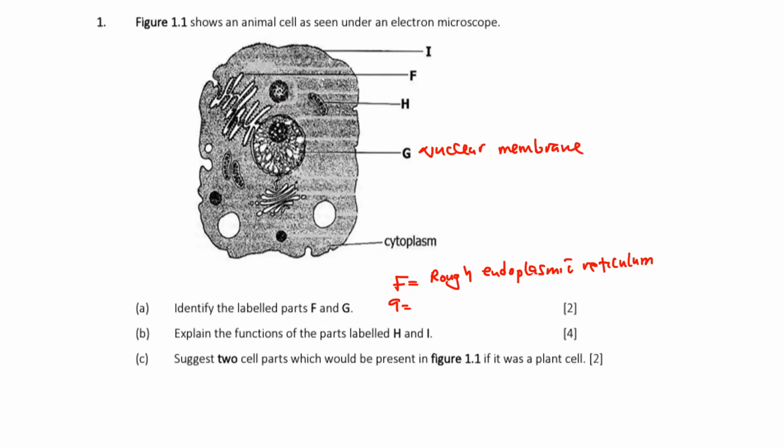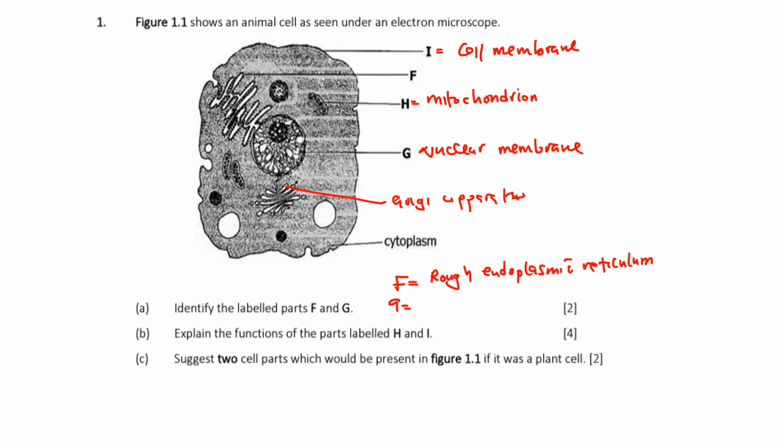Let us just name H for the sake of naming it as we revise. This is called the mitochondrion. One is a mitochondrion, two or more is called mitochondria. Very important. Okay, let us look at what about I? So I is the cell membrane. You are told this is an animal cell. Then if you look, these are called Golgi apparatus.